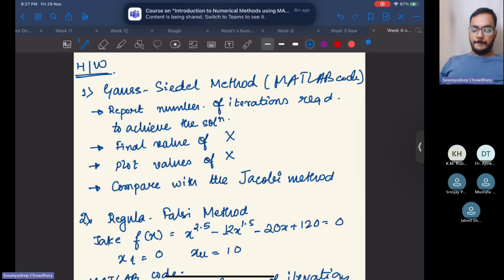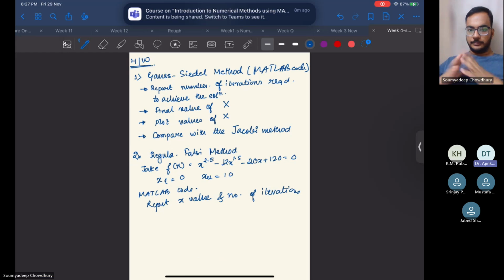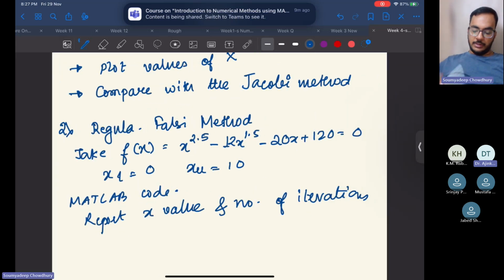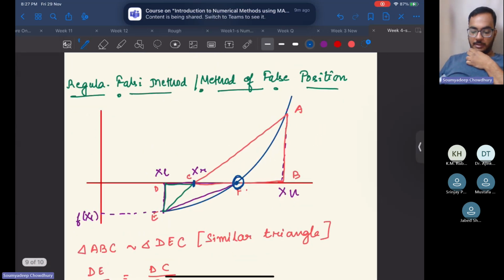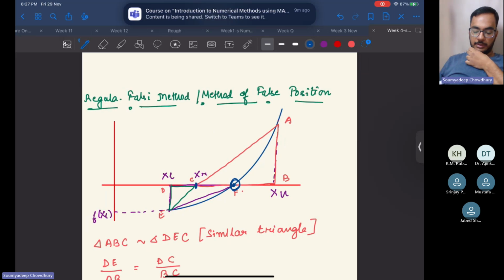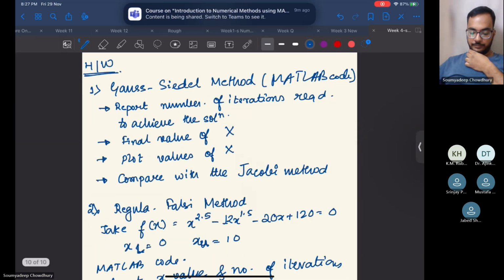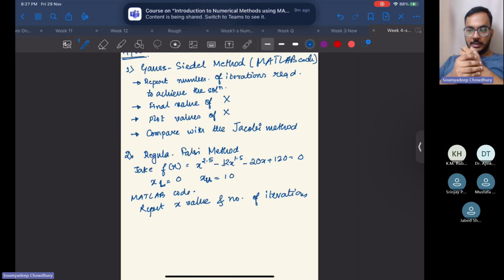Are the questions clear? These homework questions? Soumya: Yes, sir. In the third last line of this page, what is the subscript for x, where x equals 10? This is basically XL, that is the lower limit, and the other one is XU, the upper limit. Okay. I had described the notations which I used in the regula falsi method, and I'm using the same thing here. So the questions are clear to everyone.